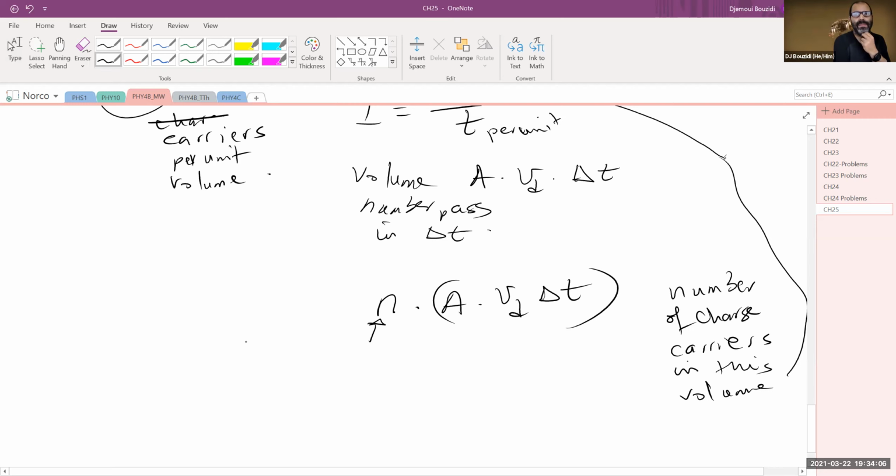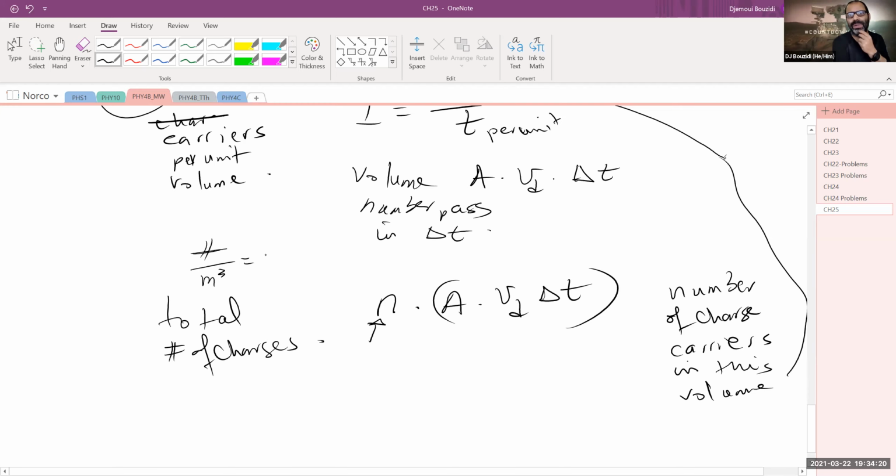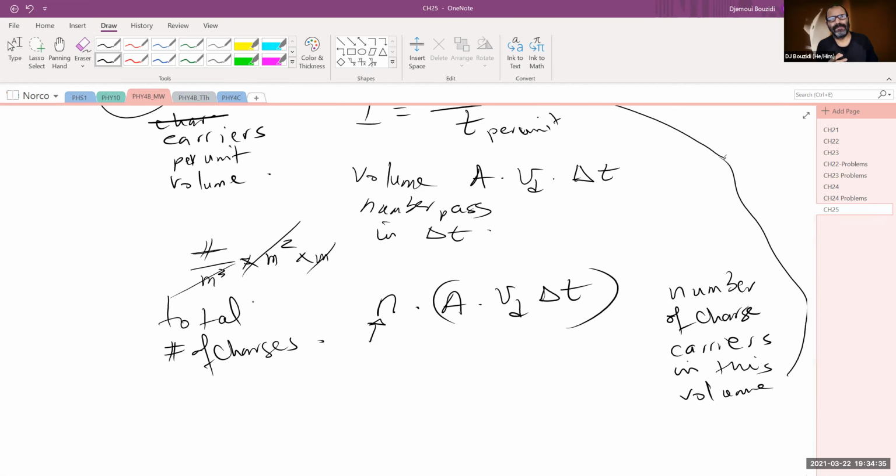So this is the total number now. The units for this one are just a number per cubic meter, and this one is square meter, and this one is velocity times time, which is a distance, also meter. So the meter cubed cancels the meter cubed and we're down to just a number. Does this make sense? Yeah, it does now, thank you. Okay, very good. So basically at this point we have N charges.